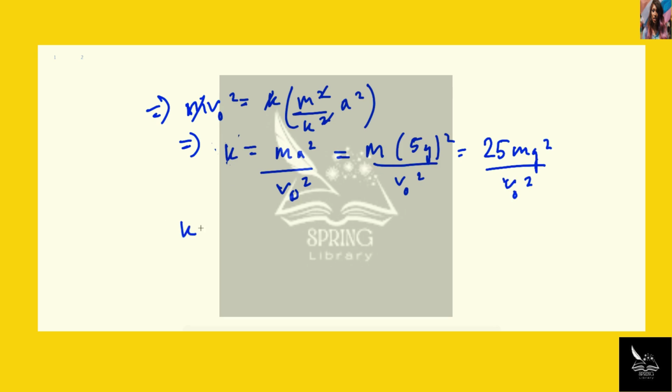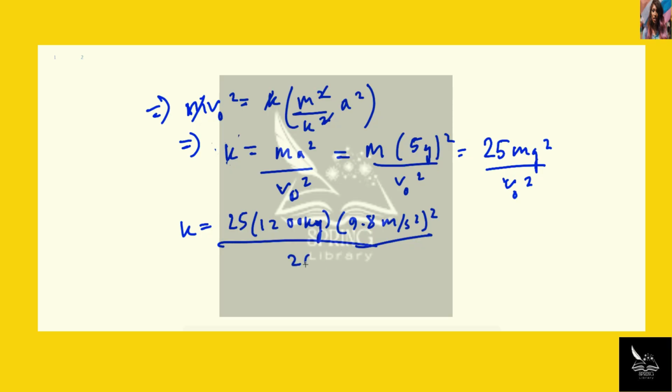And so we can plug in numbers now. k is 25 times mass, which is 1,200 kilograms, times acceleration due to gravity, 9.8 meters per second squared, quantity squared, over v naught squared, which is 26.38 meters per second, quantity squared. And this gives us 4,100 newtons per meter as the spring constant needed.